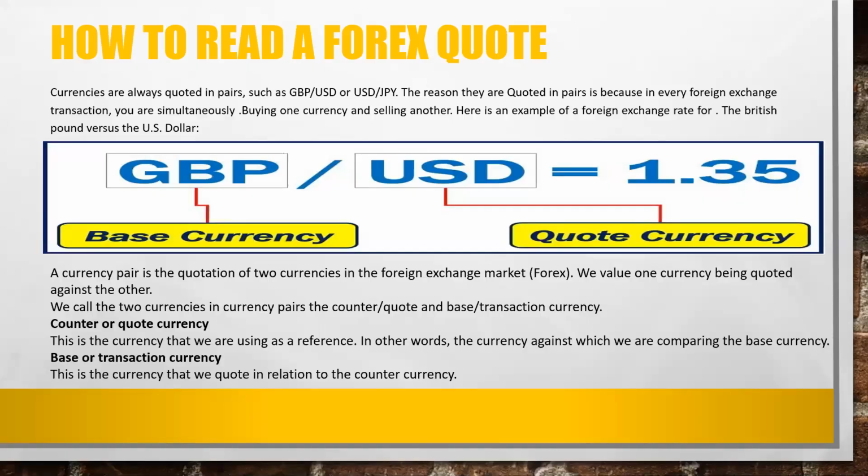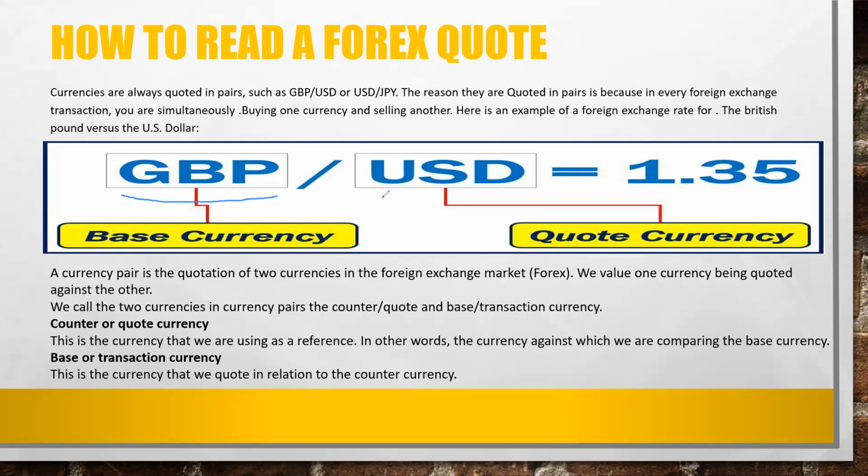Moving on, we want to talk about how to read a forex quote. Like I said, currencies are quoted and traded in pairs, such as pound against US dollar or the US dollar against the Japanese yen. The reason they are quoted in pairs is because in every foreign exchange transaction, you are simultaneously buying one currency and selling the other. Here's an example of a foreign exchange rate for the pound versus the United States dollar. With the pound against the US dollar, the first currency we call the base currency.